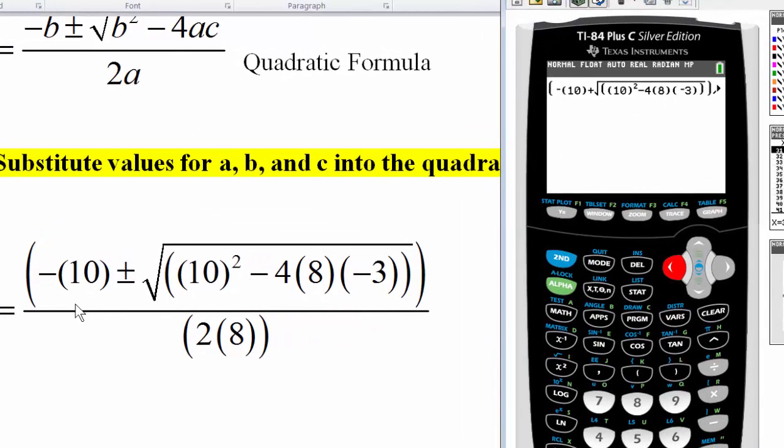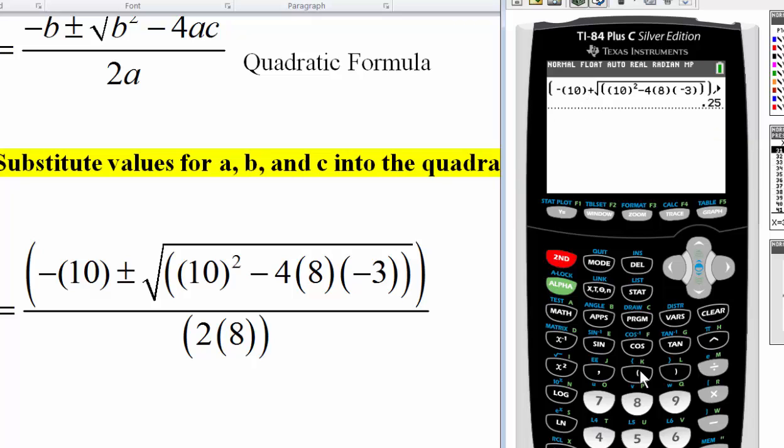Again, I took great care to make sure I enter all of the parentheses in the right places. I press enter, and you see I have x equals 0.25. That's for the plus case. Now we have to handle the minus case.